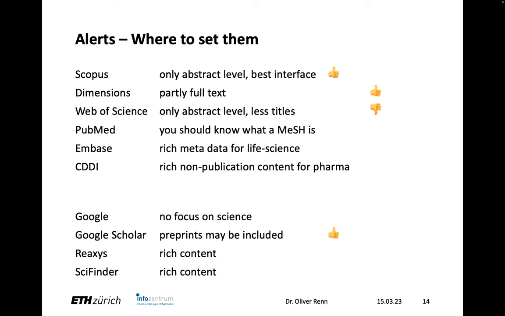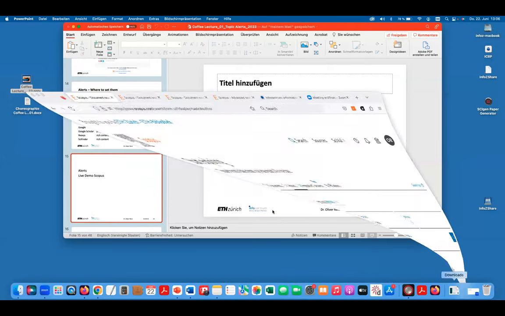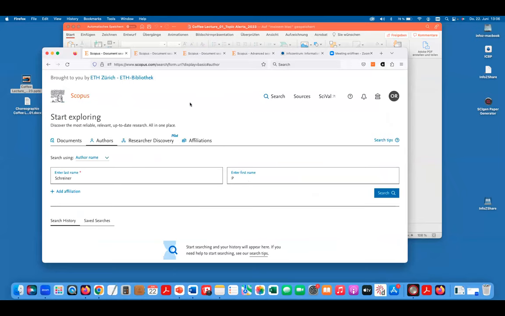And of course you can have alerts, all kinds of alerts in ReAccess and SciFinder. So now I switch to a live demo of Scopus. It takes a moment. This is the search interface for Scopus. You have the possibility to search for documents, for authors, for affiliations.